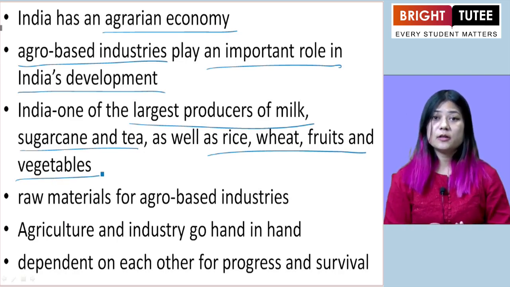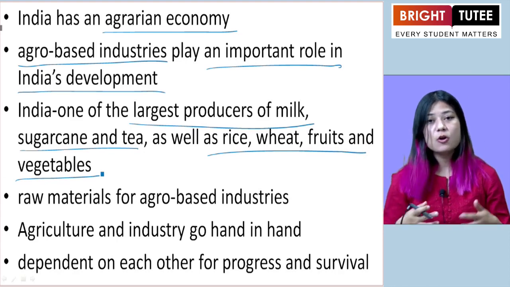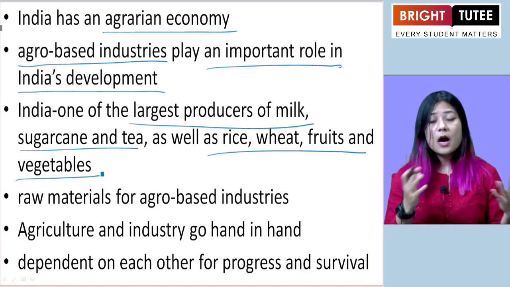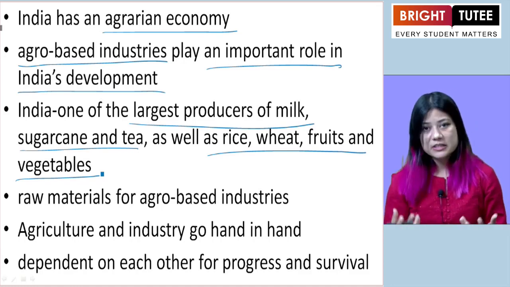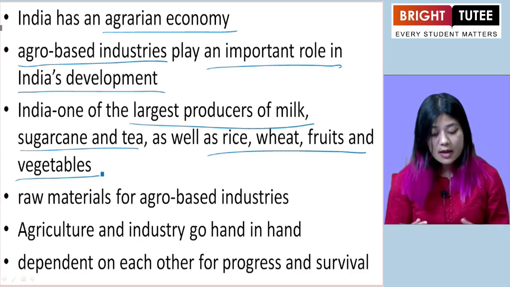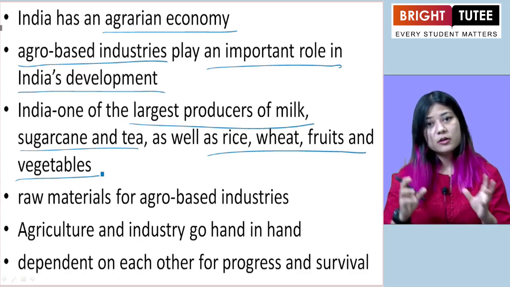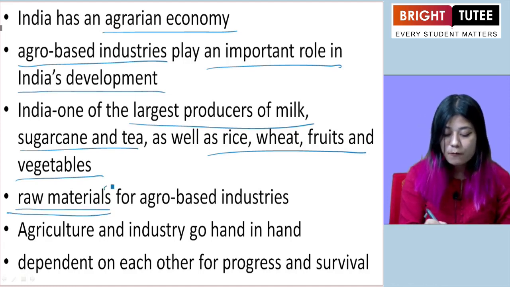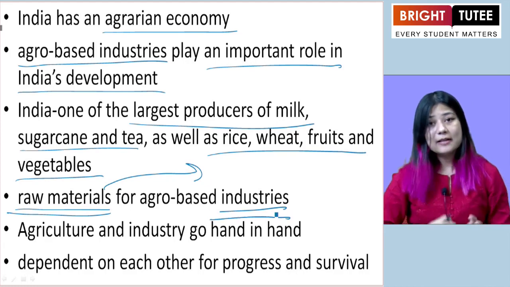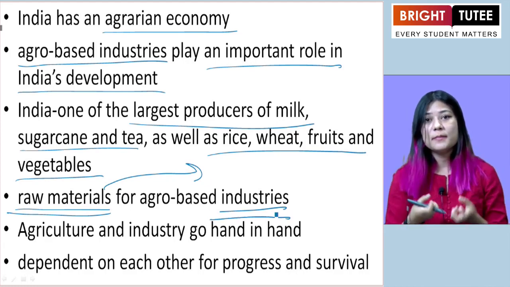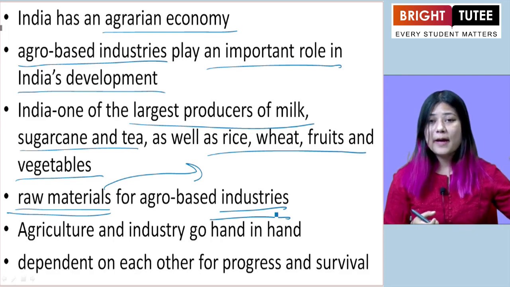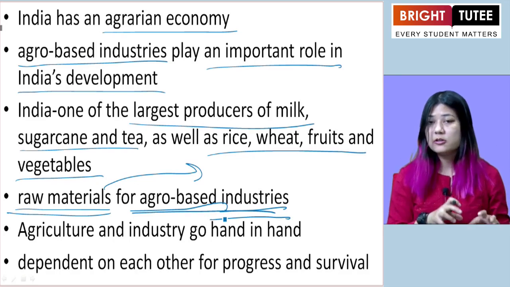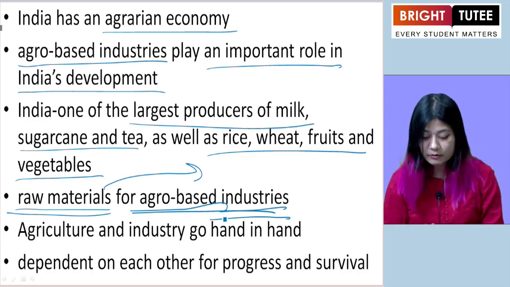In the last chapter, we did this at length, right? We saw different crops, different vegetables, different fiber crops, different kinds of other products which India's agricultural sector produces. Now, these produced goods from the agricultural sector act as raw materials for the industries. And those industries which use the raw materials that are produced from agriculture are called agro-based industries, agriculture-based industries.